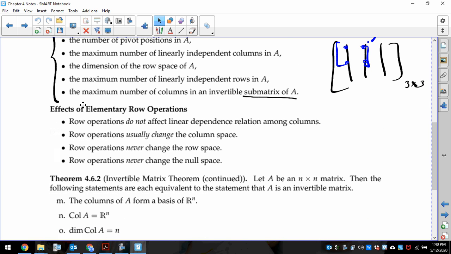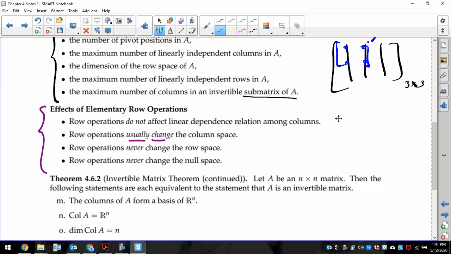So what is this one here? It says the effects of elementary row operations. So let's go ahead and have a look at that. What do elementary row operations do? They do not affect the linear independence relation among the columns. Row operations usually do change the column space. So what that means is if you start doing row reductions, you will change the span of the columns.